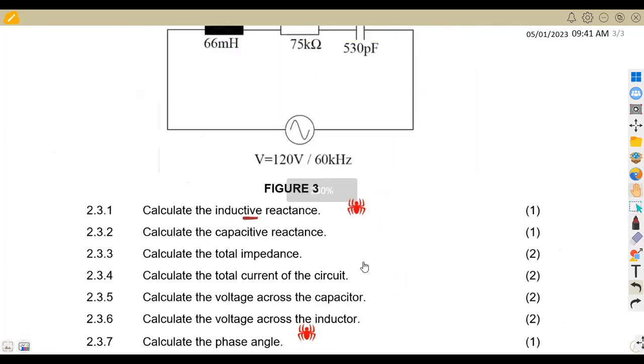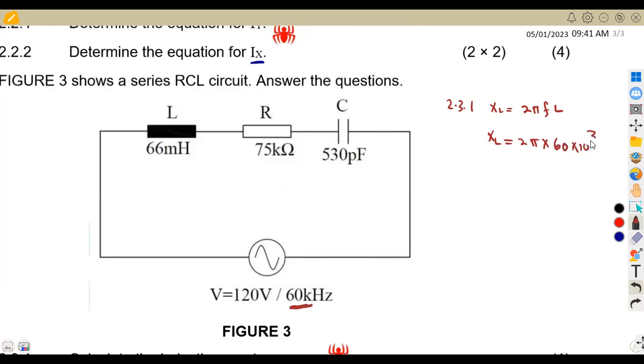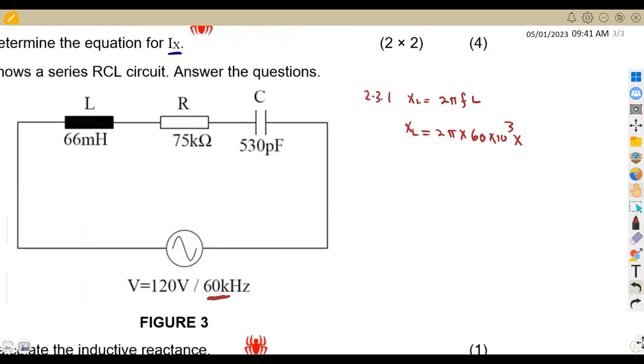From the diagram that we are given, we have got inductance L, so you can calculate the inductive reactance. So remember that XL, we can take it from our formula. XL is equivalent to 2 pi FL. This is just direct substitution into the formula: 2 pi times the frequency, which is 60 kilohertz, that's times 10 to the exponent of 3, times the inductance, which is 66 millihenries, so 66 times 10 to the exponent of minus 3. That's milli, to the exponent of minus 3.